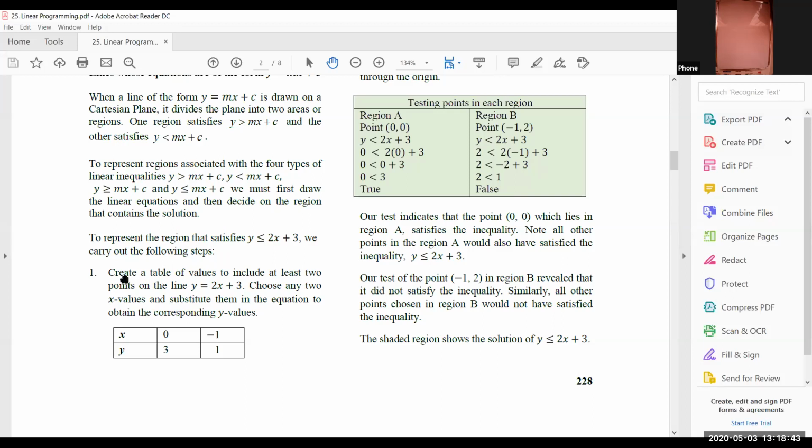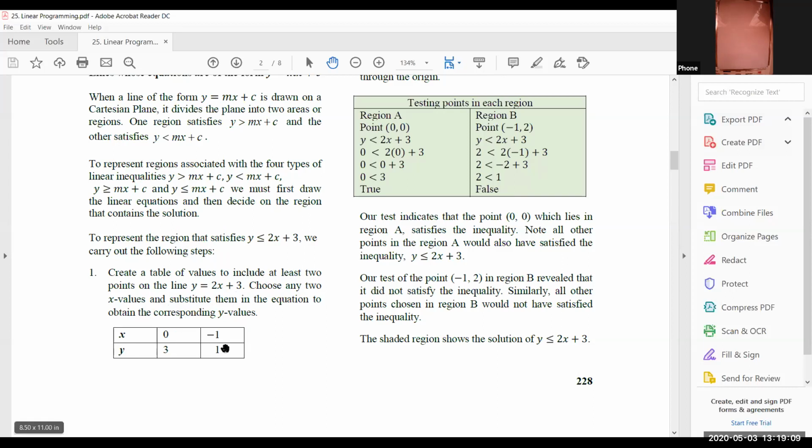following steps. The first thing you would want to do is create a table of values, and you're also supposed to know how to create a table of values because I taught you all how to do graphs, right? Create a table of values to include at least 2 points on the y is equal to 2x plus 3 line. You choose any of the x values and substitute them into the equation, and you will obtain a corresponding y value.